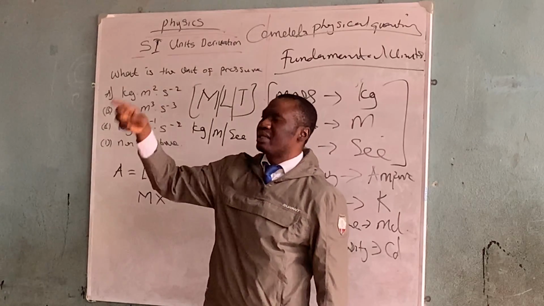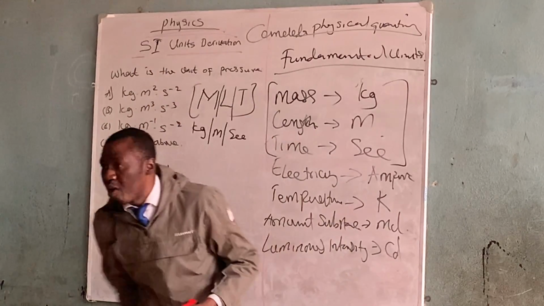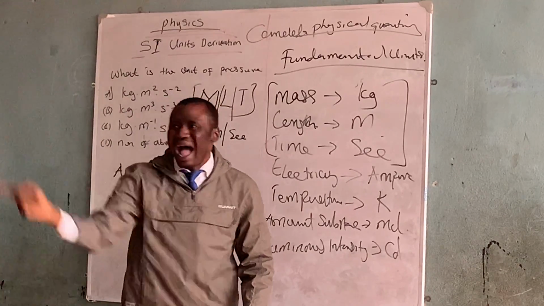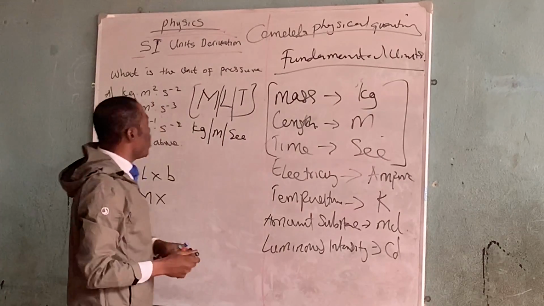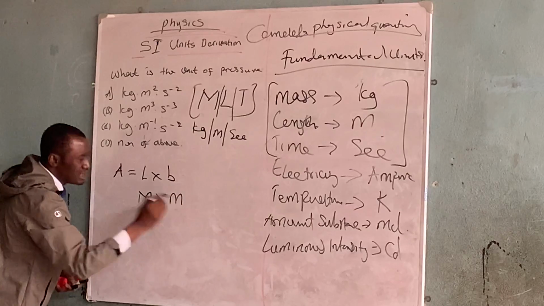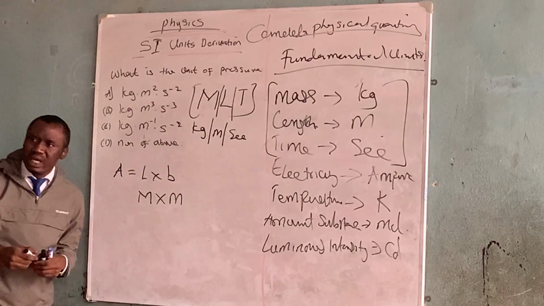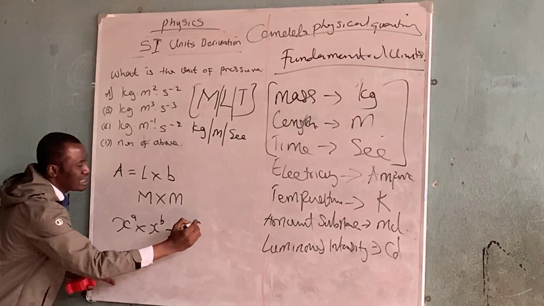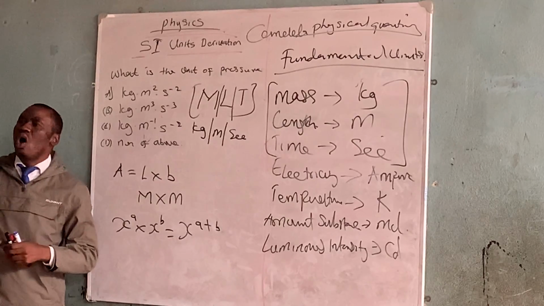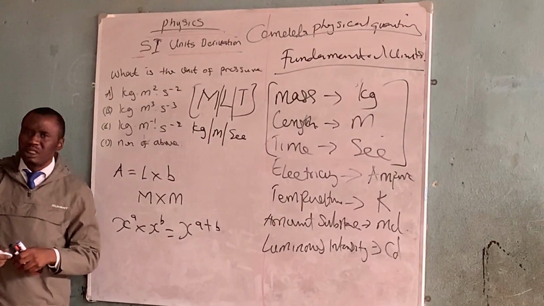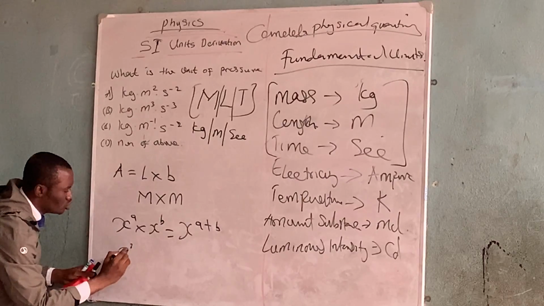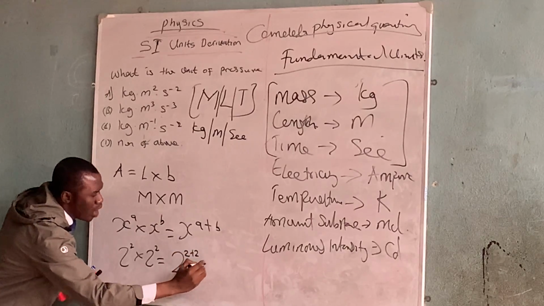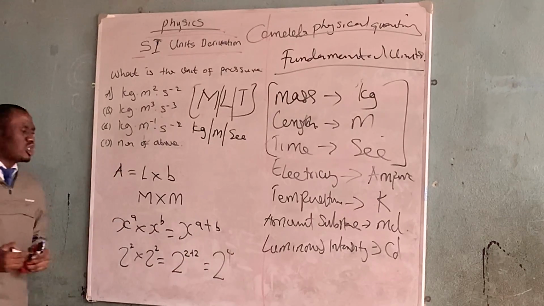They say length times breadth times height. Anything, length, breadth, height, is measured in meters. So we're going to have breadth also in meters. In indices, if x to the power of a times x to the power of b is equal to x to the power of a plus b, that is the law of multiplication. If I have 2 raised to the power of 2 times 2 raised to the power of 2, my answer is 2 raised to the power of 2 plus 2. What's the answer? 2 raised to the power of 4. 2 raised to the power of 4 is what?